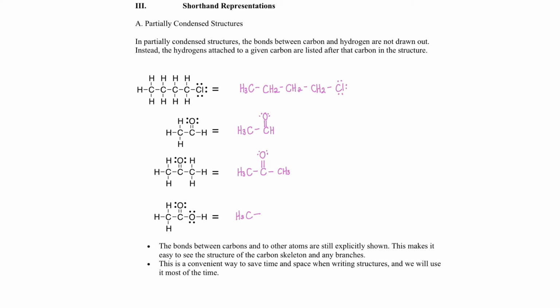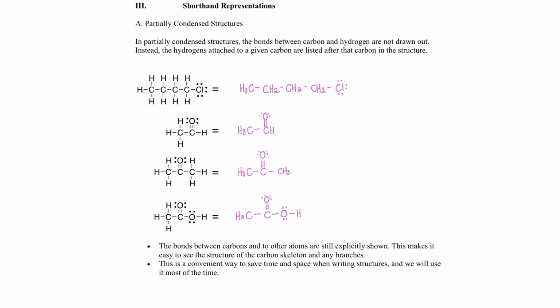And a carbon to oxygen, like in the last two examples. And then a single bond to an oxygen. And then the oxygen has a single bond to the hydrogen. So usually we do not abbreviate bonds between hydrogen and other atoms.